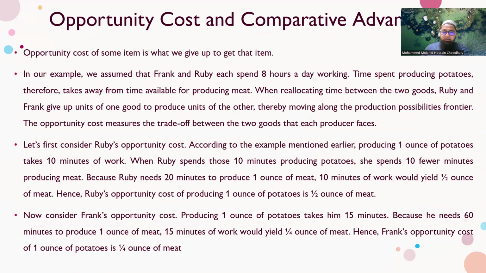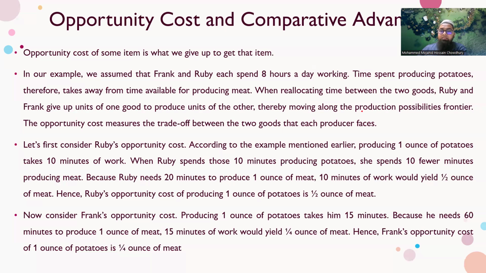So now the scenario has given us an example of comparative advantage and opportunity cost. Opportunity cost of some item is what we give up to get that item. In our example, we assume that Frank and Ruby each spend 8 hours in a working day. Time spent producing potatoes therefore takes away from time available for producing meat, because if we use 8 hours of our time to produce meat, then we will be losing time in producing potatoes.